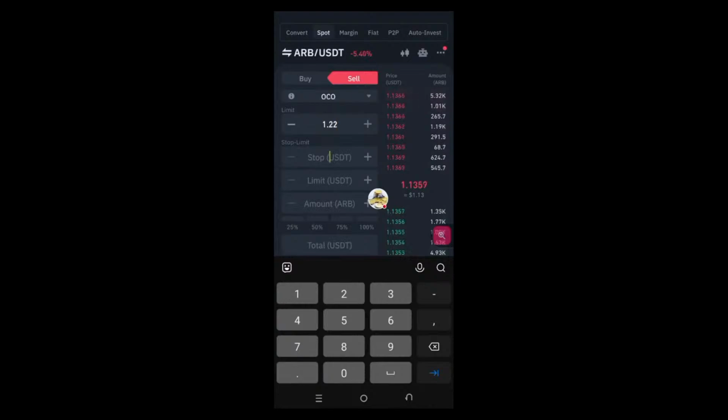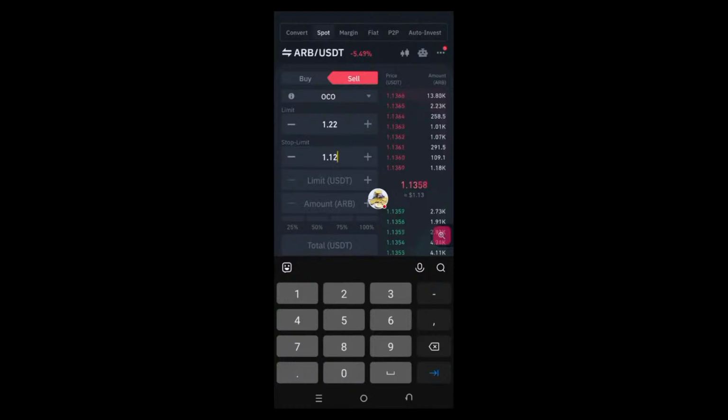Then I'll have to put my stop also, right? So if it's going down, I need to put my stop. That's the stop limit, that's the stop loss, right? I need to put that. So if it goes below, this is currently 1.359. So if it goes below like 1.2, for instance, I don't want to lose my money, right? I don't want to waste time in this trade.